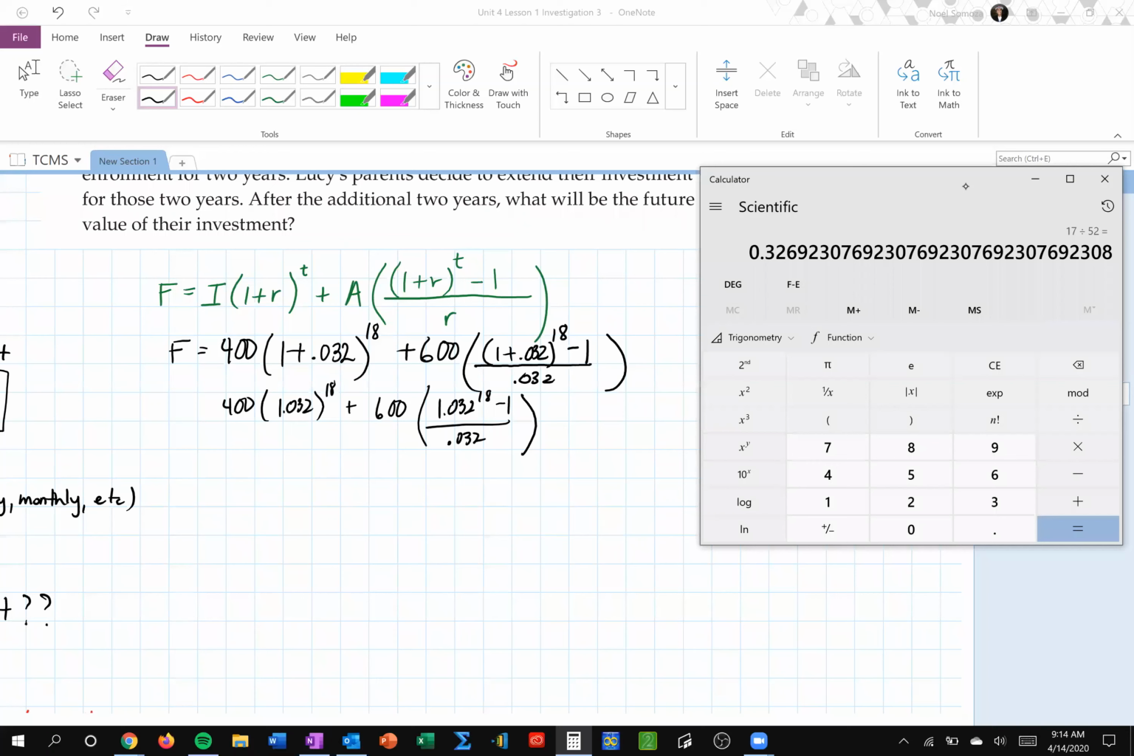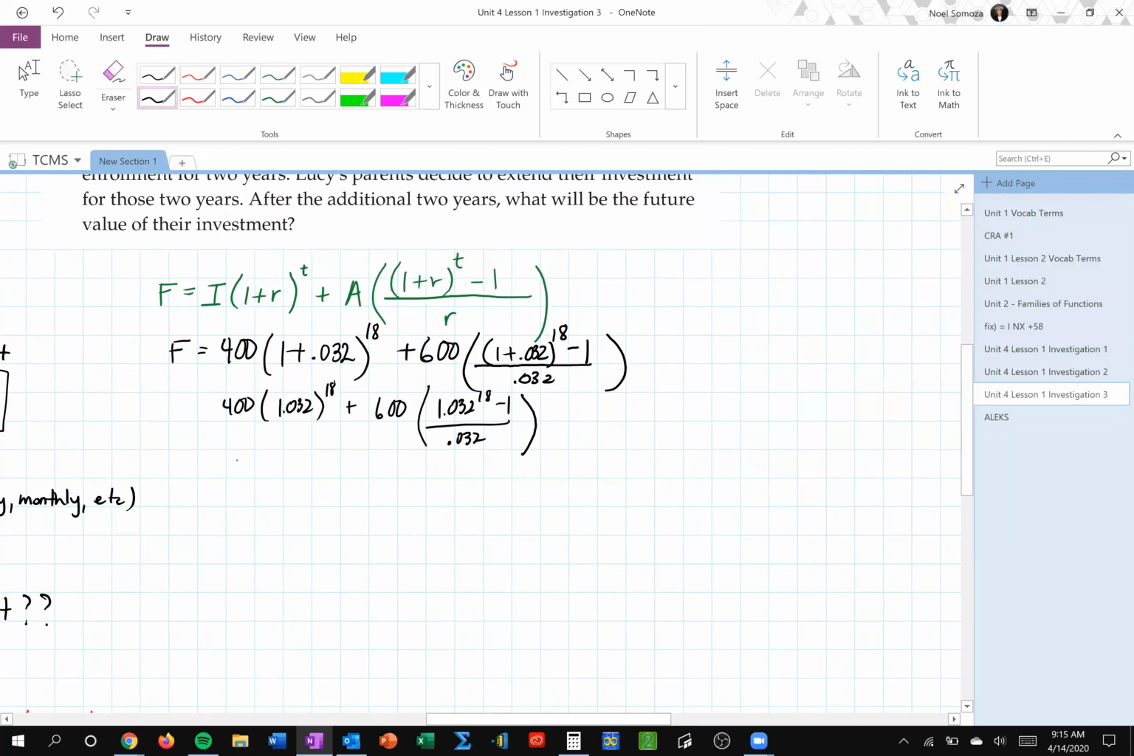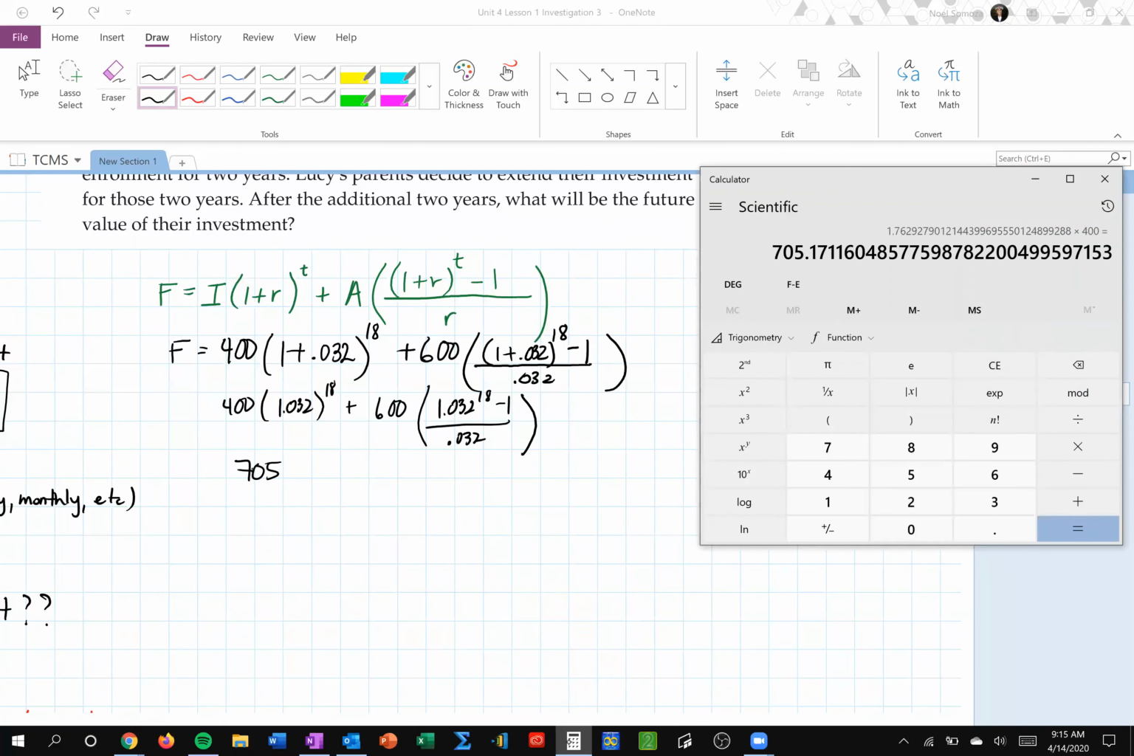Okay, so 1.032, take that to the 18th power first. Remember that the exponent takes priority over the multiplication. So to the 18th power, right? That gives us this really long number, in terms of a decimal. So don't round that off yet. Just multiply what you have by the 400. Okay. So this, we can go ahead and round off a little bit. We can say this part gives us 705 points, we'll call it 0.17.